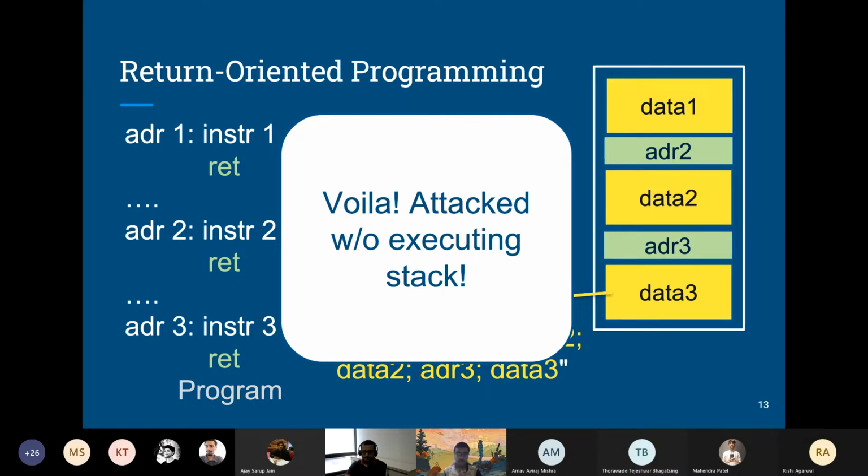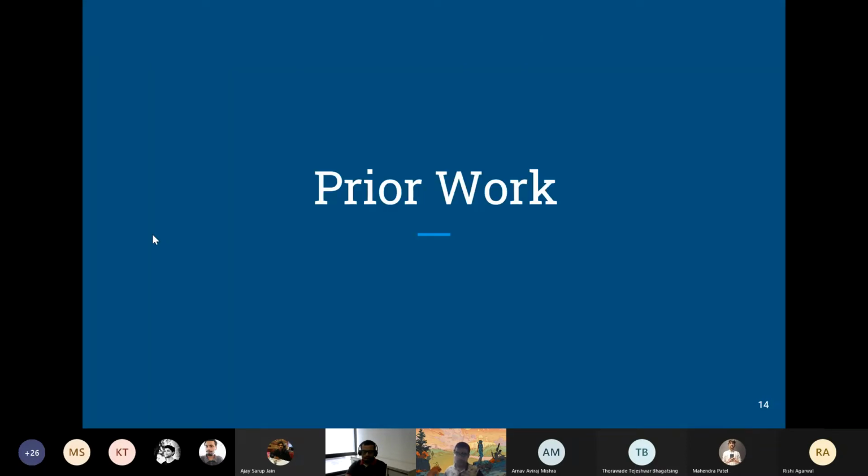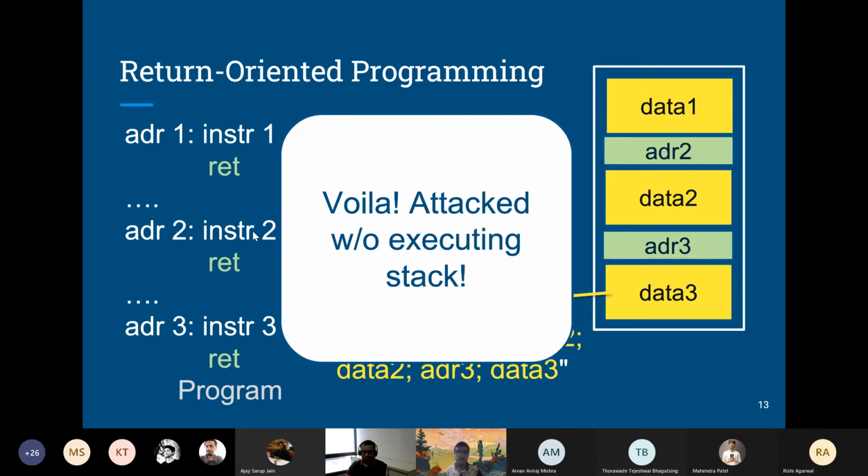So normally this would not have happened had there not been an overflow, and had you not been able to modify that ret, whatever return address to this ADR1, for example, or ADR2 maybe. So of course, it has been shown that this return-oriented programming, also known as ROP, is actually Turing complete, given enough gadgets.